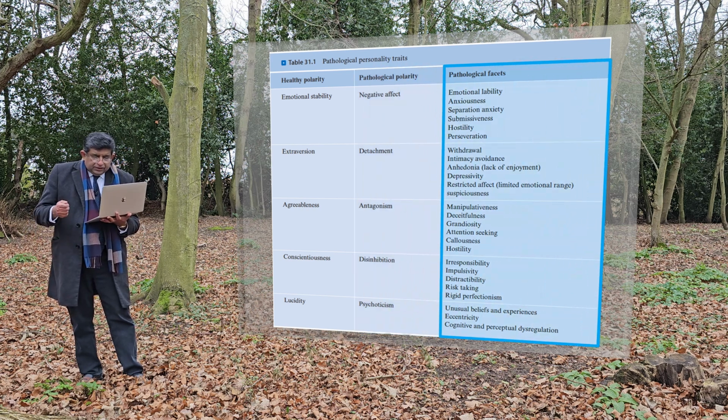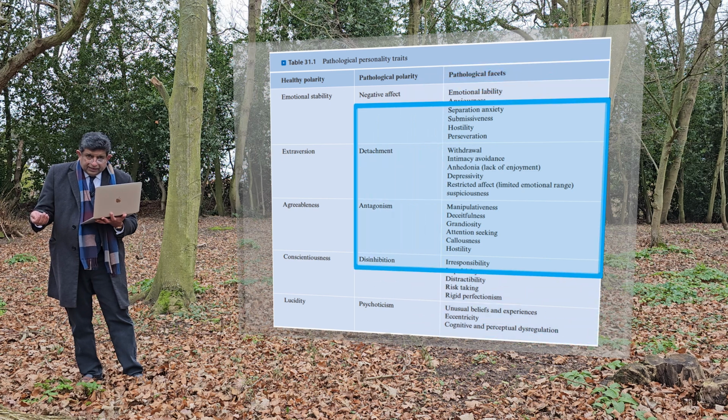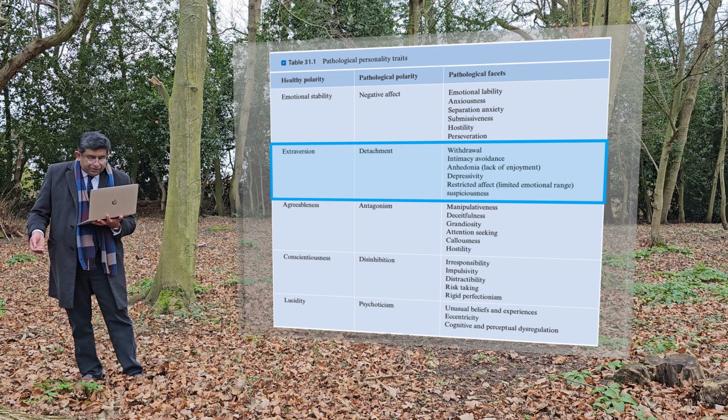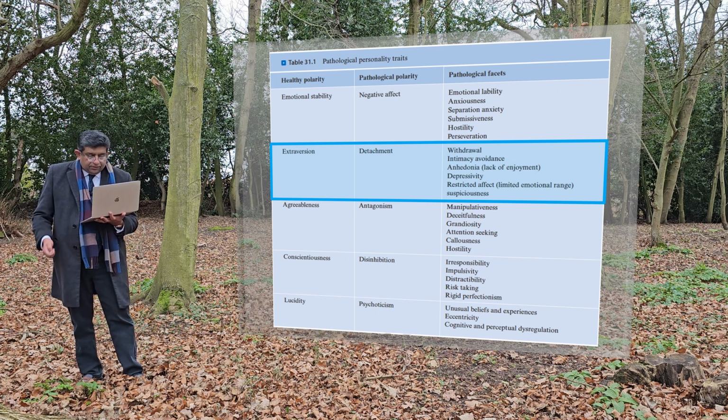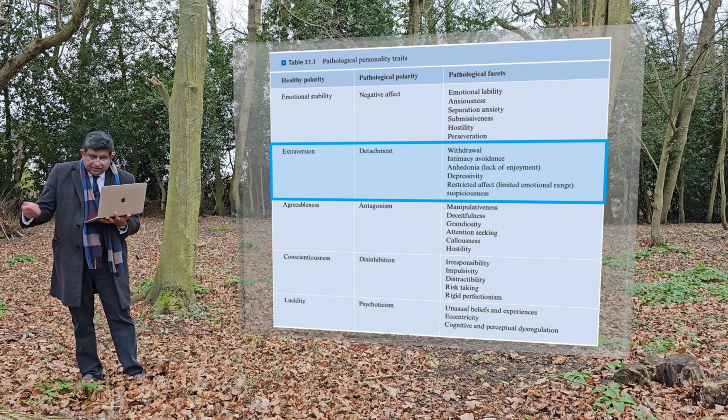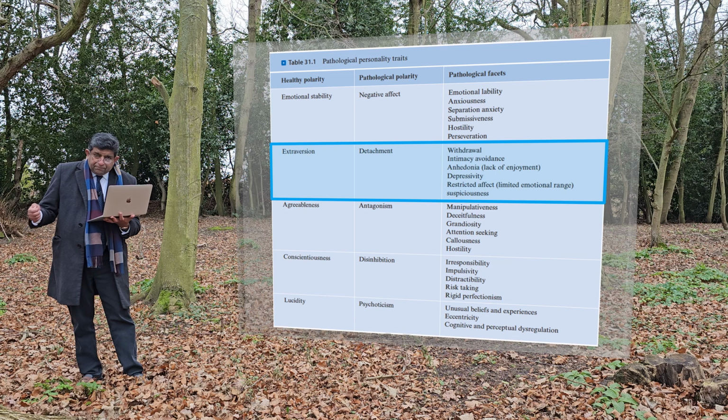If you take a personality dimension like extroversion, that is the healthy polarity. Its pathological polarity would be detachment. And then the pathological facets could be a range of things, from intimacy avoidance to withdrawal to anhedonia, a tendency to be depressed. It's described as depressivity there, and a restricted affect.